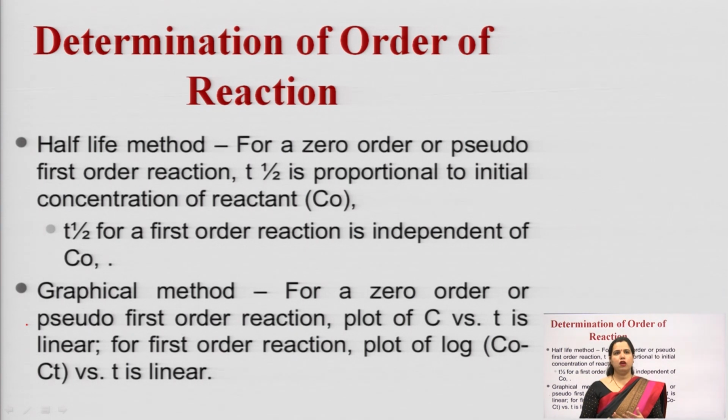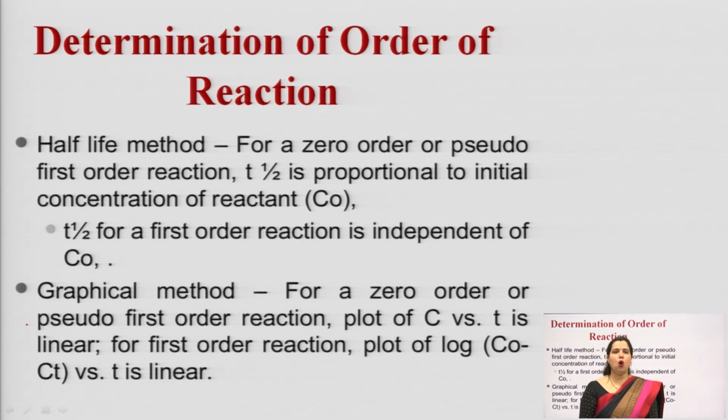Half life method: for a zero order or pseudo first order reaction, T half is proportional to the initial concentration of the reactant. T half, or half life of a drug or reactant at a particular concentration, is the time taken to reduce its concentration to half of the initial value. T half for a first order reaction is independent of C0. Generally, radioactive decay follows first order reaction kinetics.